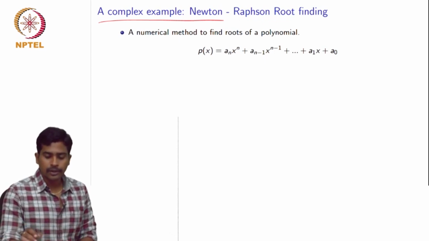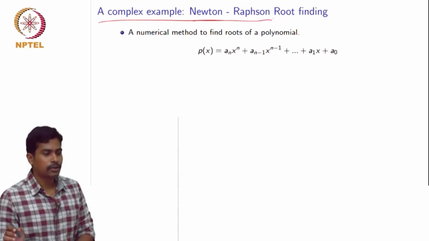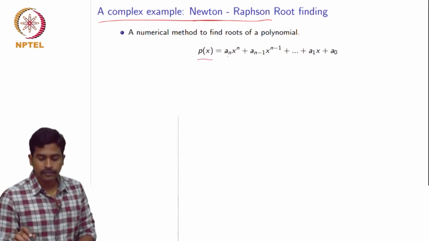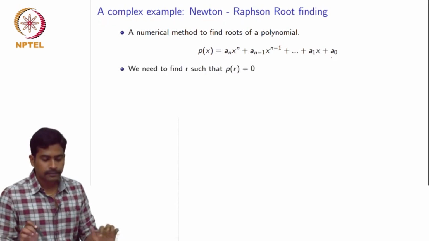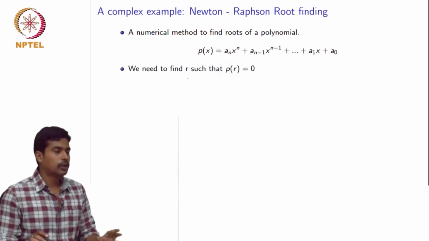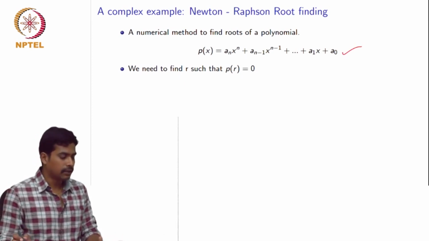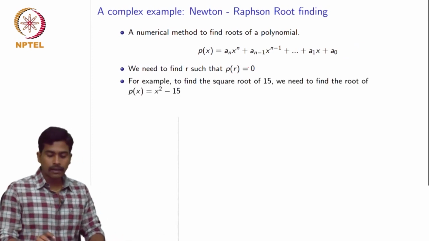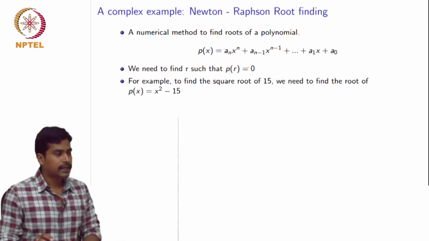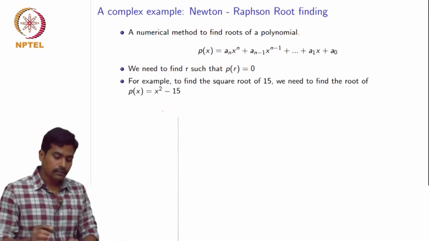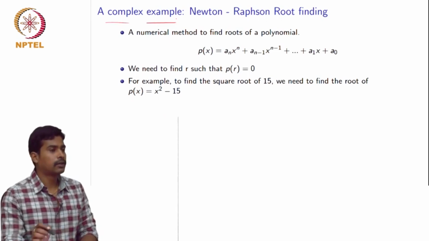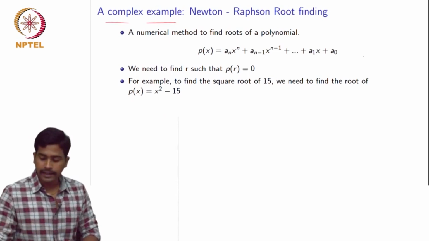We all know what the Newton-Raphson method is, right. According to the Newton-Raphson method, if you have a polynomial p of x of this form, and if you want to find a solution for this polynomial, a solution is r such that p of r equals 0. For example, in this example we wanted to calculate the root of a number x.